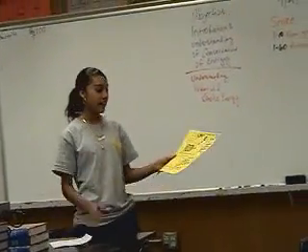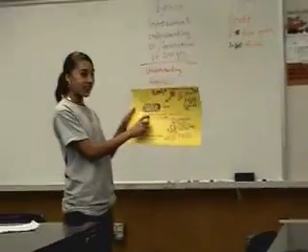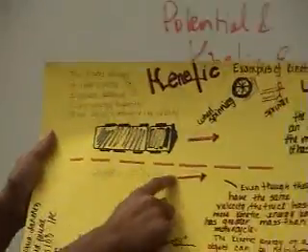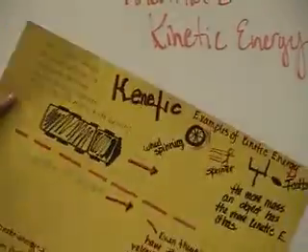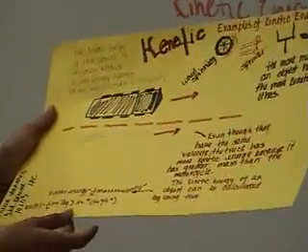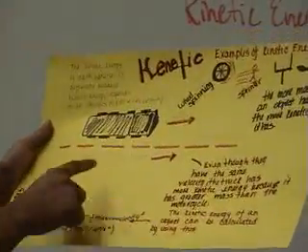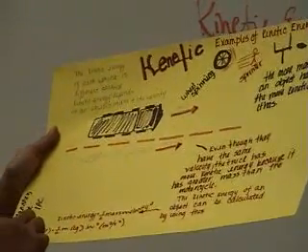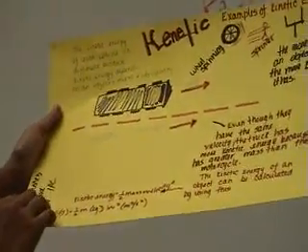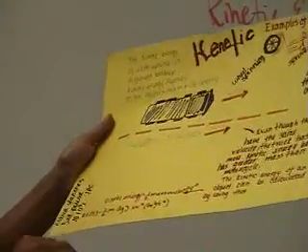And right here we have an example of the little car, the truck, and the motorcycle. Kinetic energy of each vehicle is different because kinetic energy depends on the object's mass and its velocity. Even with the same velocity, the truck has more kinetic energy because it has greater mass than the motorcycle.